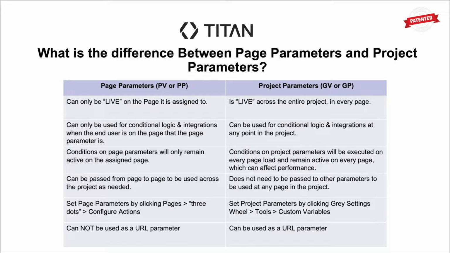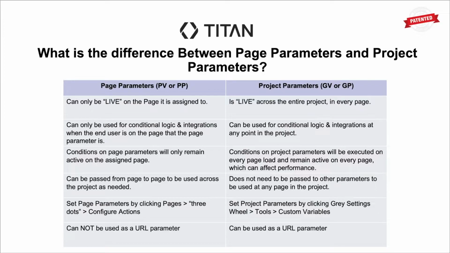So let's get to one of the most important questions of the day. What is the difference between page parameters and project parameters? And I'm sure some people are even hearing this and saying, what? Like there's two different types of parameters? And yes, so we have page parameters and project parameters. Page parameters are only live on the page that that parameter is assigned to, whereas project parameters can be live and active and activated across the entire project and every page as the user goes through it.